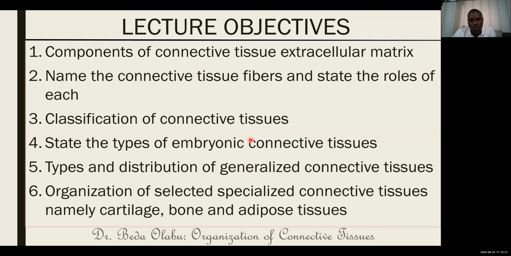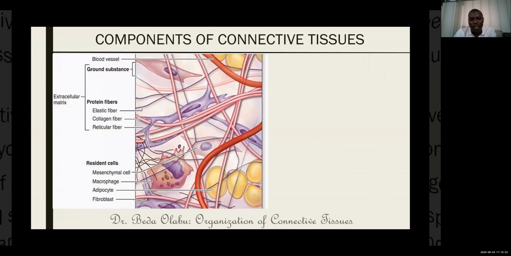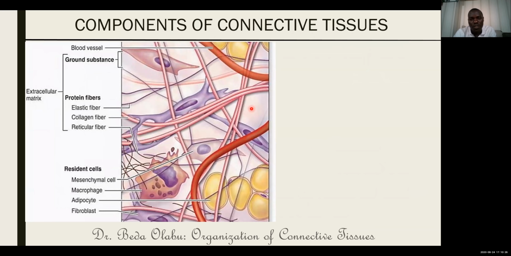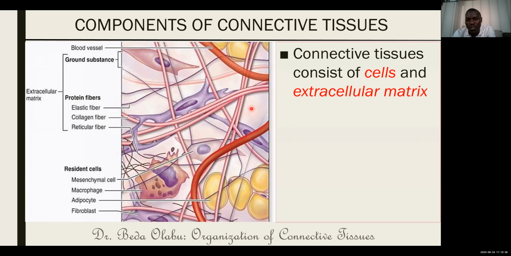So let's start by first talking about components of connective tissues. Just like any other tissue, connective tissues consist of cells and extracellular matrix. I have avoided talking about the interstitial fluid because of what I told you. We are not going to talk about structure of water in anatomy class. So we have cells and extracellular matrix.